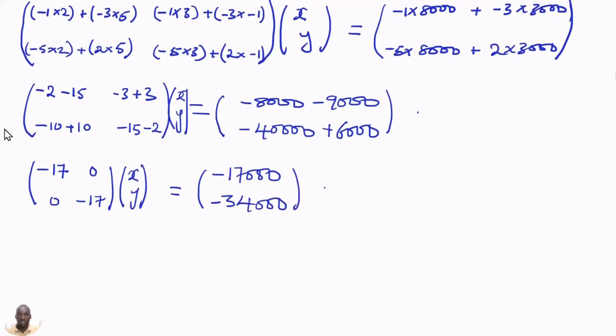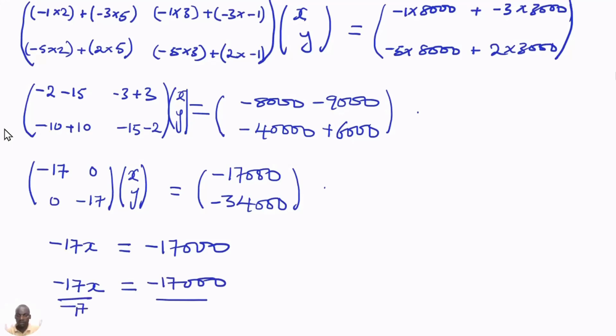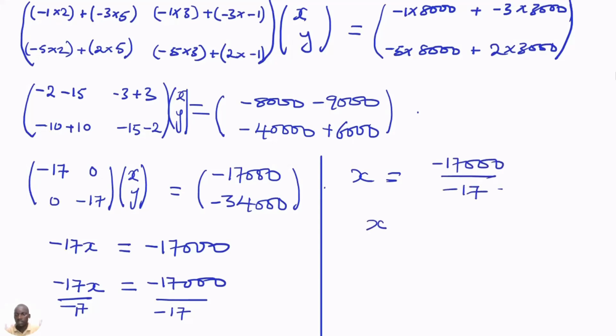So from here, still by multiplying row by column, we are having the negative 17x equaling to the negative 17,000. So in here, to get the value of x, simply we are going to divide this by the negative 17 on both sides. So that we get the value of x. Simply x now comes to be the negative 17,000 divided by negative 17. So x therefore becomes a positive answer, which is positive 1,000.